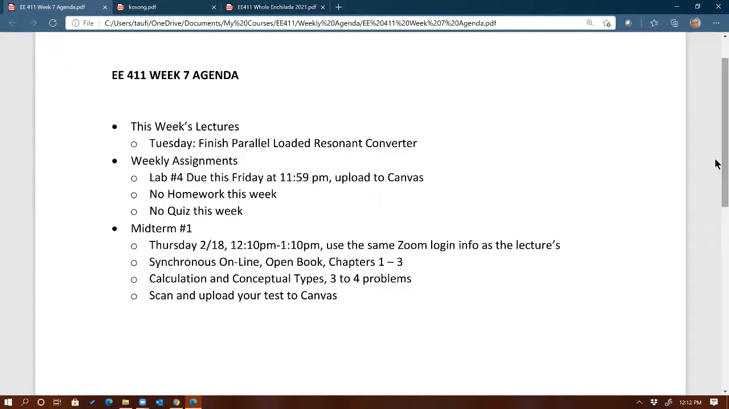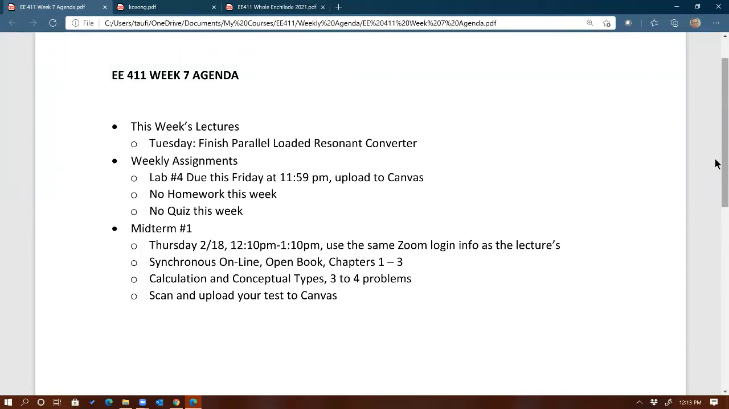All right, so agenda for this week. Let's finish parallel loaded resonant converter today. I wasn't able to do that last week, but hopefully today we should be able to do that. And then no homework due this week, no quiz also this week, because you're going to be having midterm on Thursday, right? You have a lab report due this Friday.